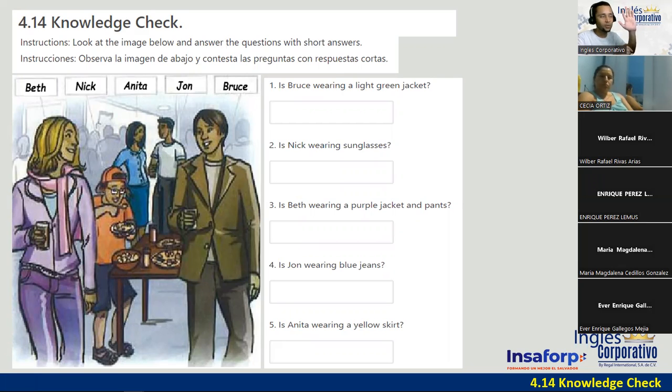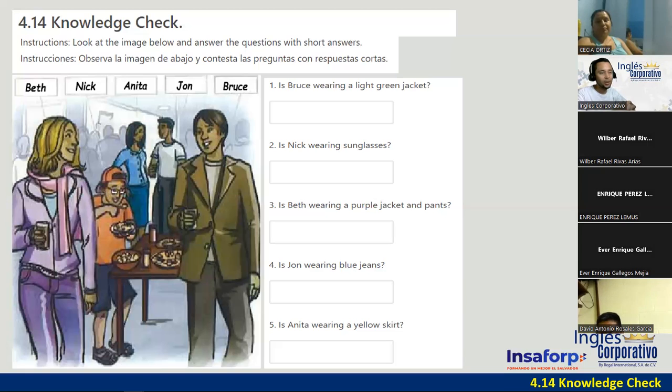If you know the answer, raise your hand. Si conoce la respuesta, por favor, levante la mano. Y compártala con todos. Is Bruce wearing a light green jacket? Okay, Cecia, muchas gracias. Yes, he is. Thank you very much. Okay, thank you.